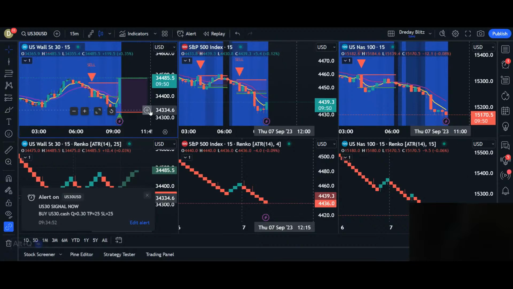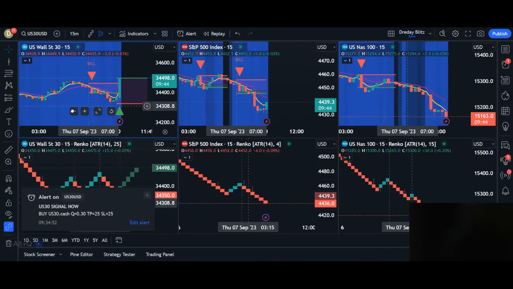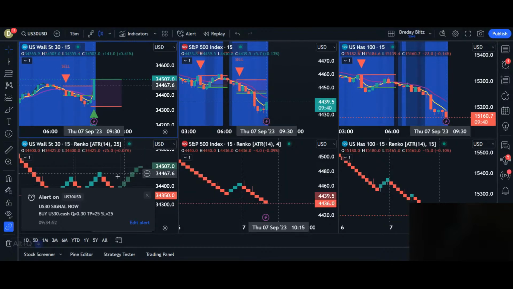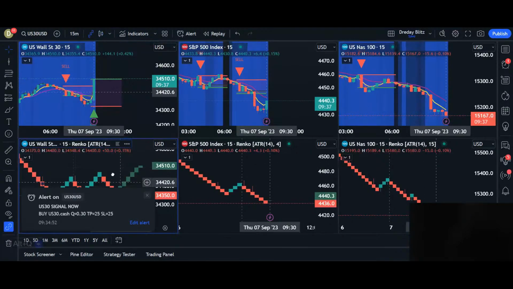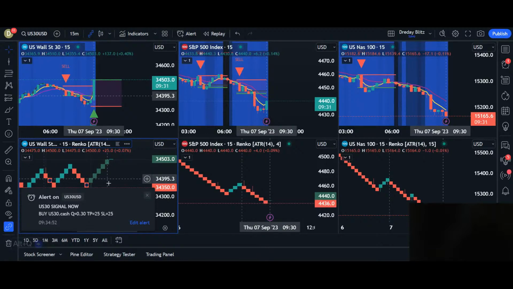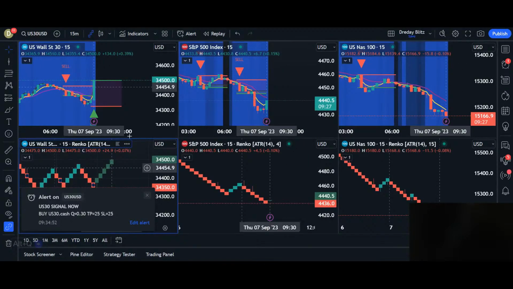So right now we have a buy setup here on S&P 500. But let's see, for the Renkos here, yeah, right now it's starting to show a reversal. So that means that's a good setup here for now. So we could take that one.